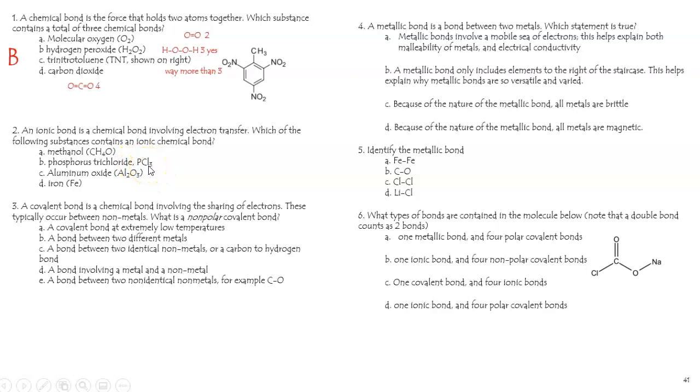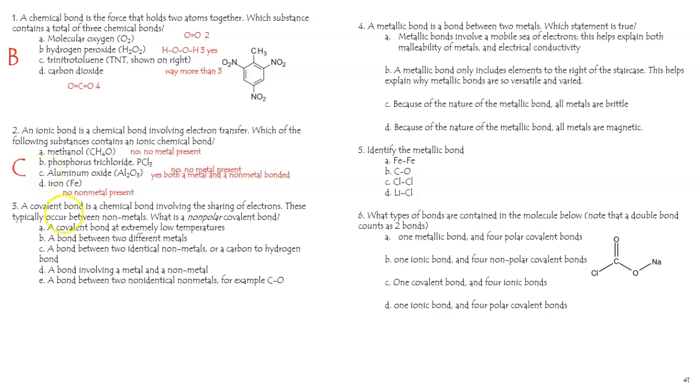If you have a periodic table, you should be checking this out. Look for the staircase. Find where that is. Anything to the right of the staircase is a non-metal. Anything to the left is a metal. Aluminum oxide, sure, that is ionic. Iron, well, you got your metal, but you don't have the non-metal. I'd say C.